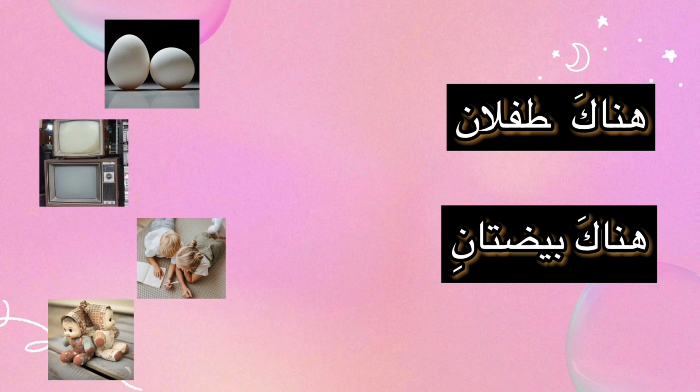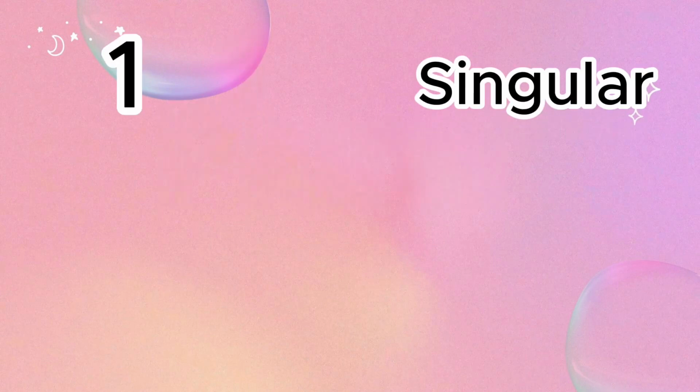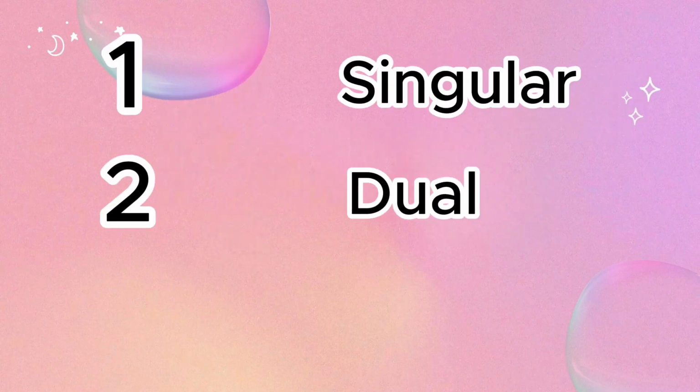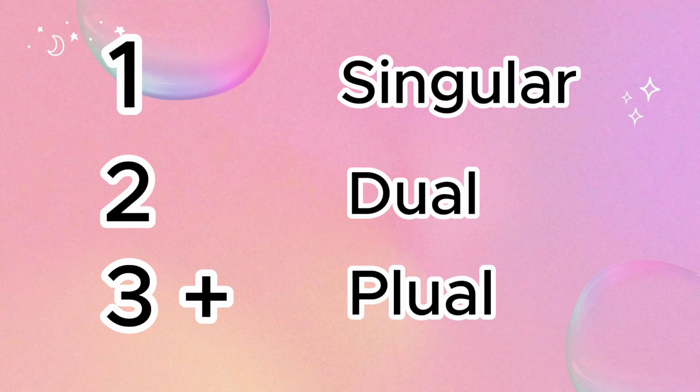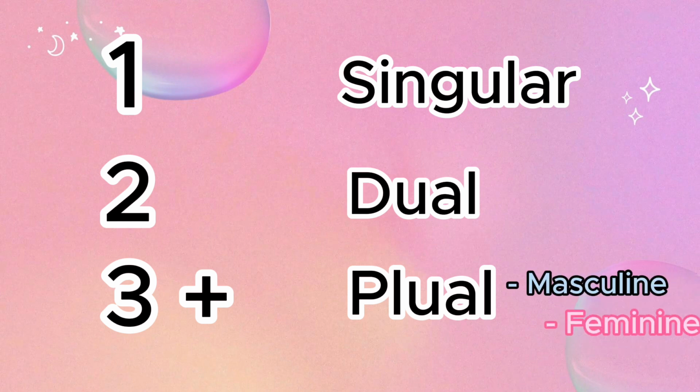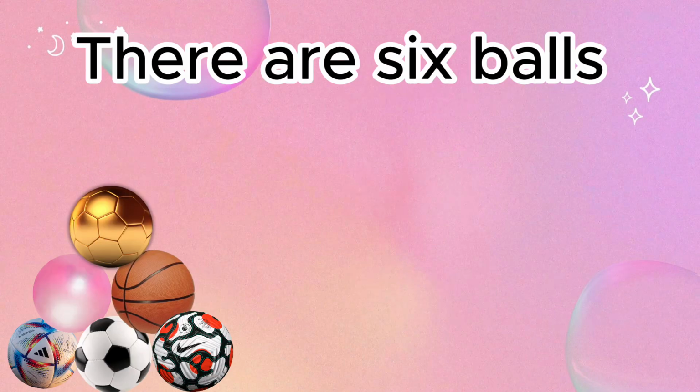Let's move to our last part of the video, which are the plurals. Just in case you don't know about the plurals, in Arabic, one is singular, two is dual, and three and more is considered to be plural. We do have a plural masculine and a plural feminine, just like the singular form. So, how to say there are 6 balls.